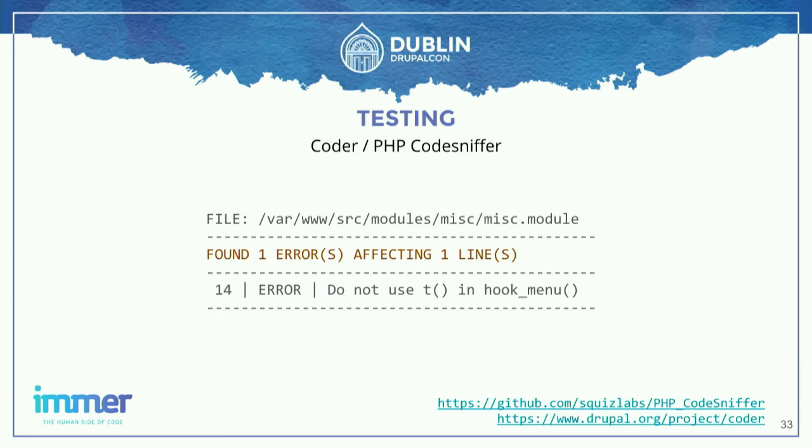So now I want to tell you about some of the tools we use as our static analysis testing tools. So the first one is the immensely popular coder module, the Drupal module. The coder module uses PHP CodeSniffer underneath. And via configuration, you can set it up to check your code for certain style aspects. So in this case, I have used the T function in my Drupal 7 project inside my hook menu, which I shouldn't have. And the coder module finds bugs like these and tells you about it.